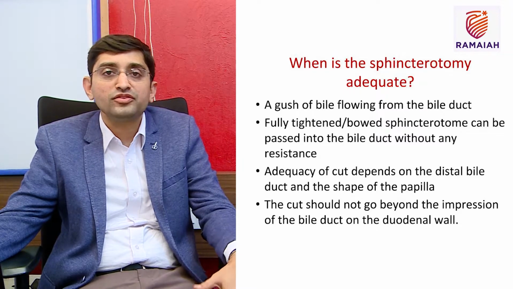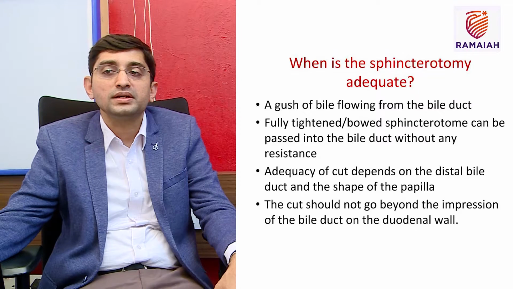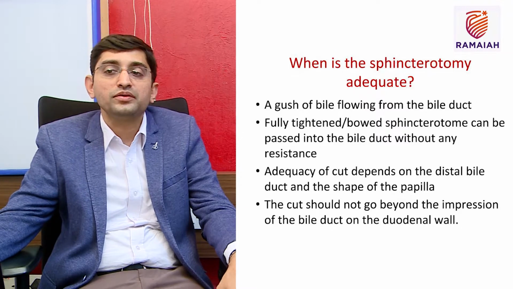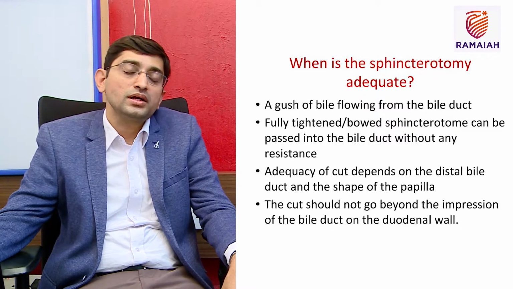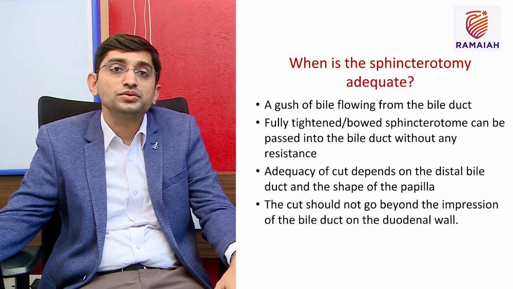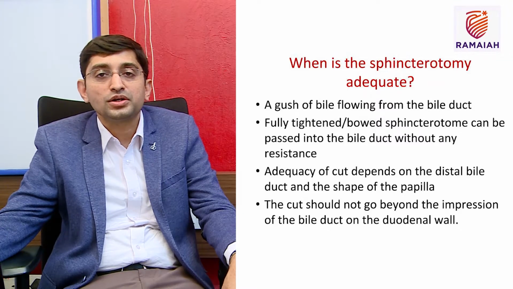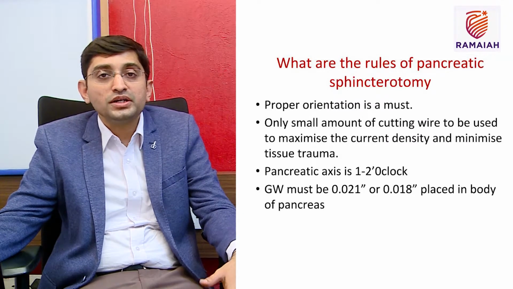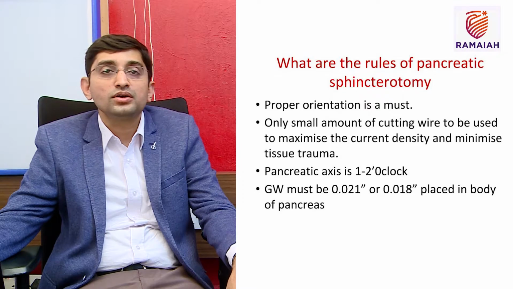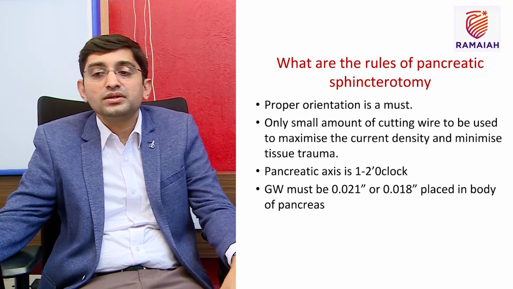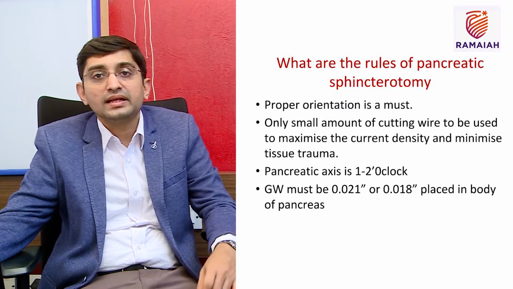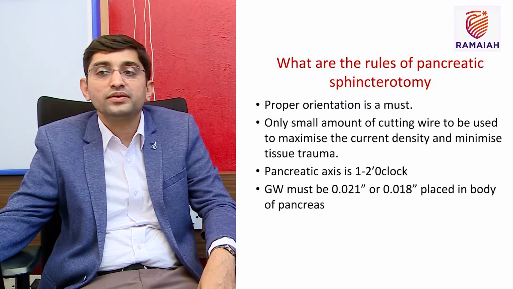The difference between biliary and pancreatic sphincterotomy is that there should be a proper orientation, because the pancreatic axis is towards 1 or 2 o'clock, not the 11 o'clock typical of biliary. Only a small amount of wire is placed into the pancreatic sphincter. It is better to use a pure cut. We preferentially use smaller guide wires. Instead of 035 guide wires, we use 021, 018 or 025 guide wires, because we place the guide wire up to the body, the distal body, not till the tail.